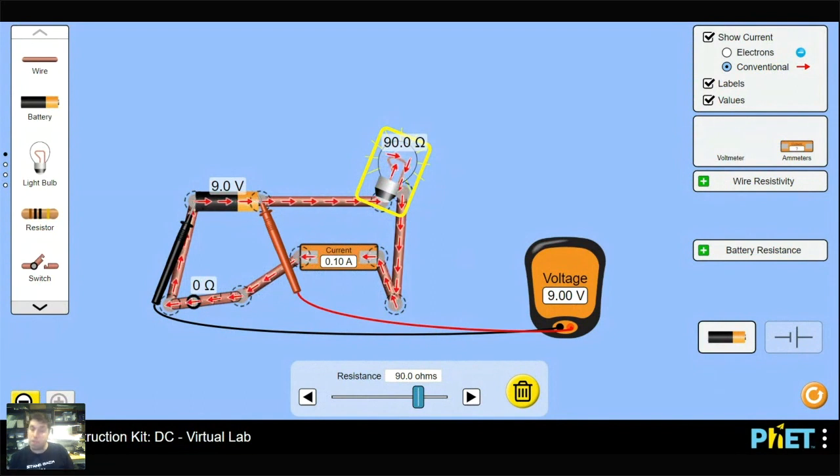Okay? Big resistances mean small currents. And that is what Ohm's law basically is telling us. R equals V over I. The resistance is the voltage divided by the current. If the resistance gets big, the current gets very small. They are inverse relationships to each other.